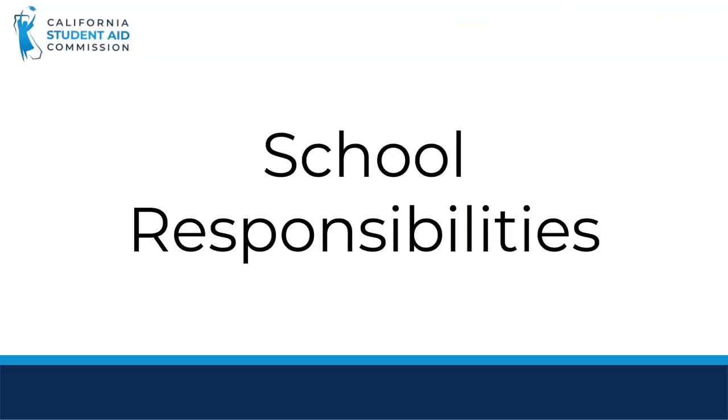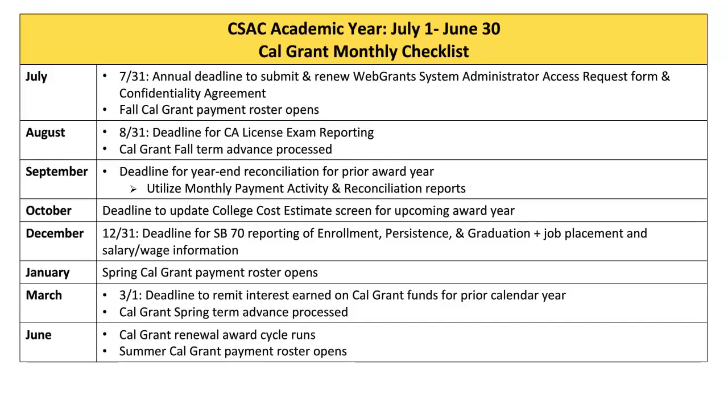Now we will review school responsibilities. This table shows the Cal Grant monthly checklist for the academic year running from July 1st to June 30th. In July, on the 31st, it is the annual deadline to submit and renew Web Grant System Administrator Access Request Forms and the confidentiality agreements. In addition, the fall Cal Grant payment roster will open. On August 31st, that is the deadline for the California License Exam reporting, and also in August, the Cal Grant Fall Term Advance is processed.